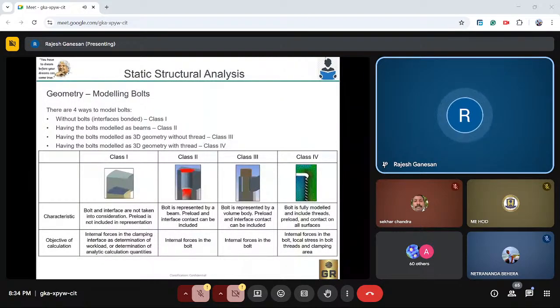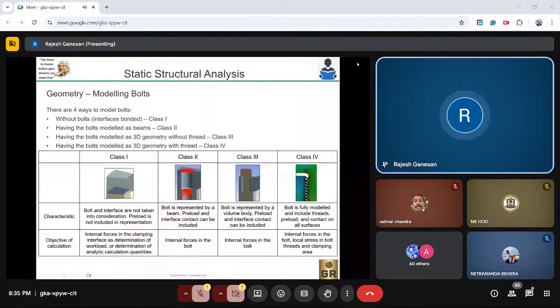So once again, you can see here modeling bolts. There are four ways to model bolts. Without bolts, class 1. Having the bolt modeled as a beam, class 2. Having the bolt modeled as 3D geometry without a thread, that is class 3. Having the bolt modeled as 3D geometry with thread, that is class 4. So these are the different ways of modeling the bolt.